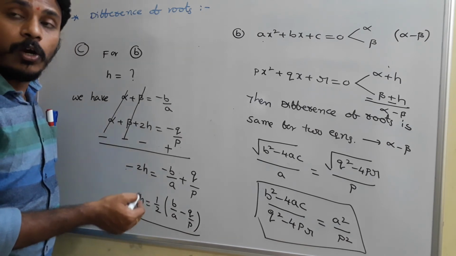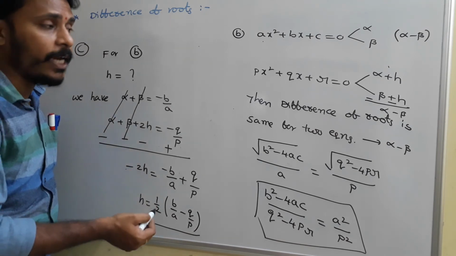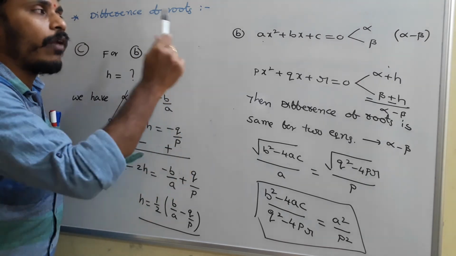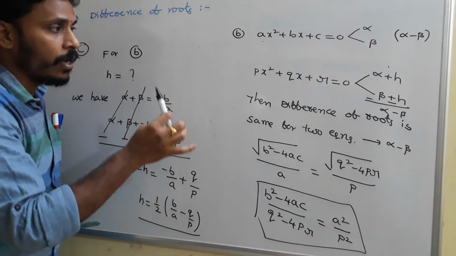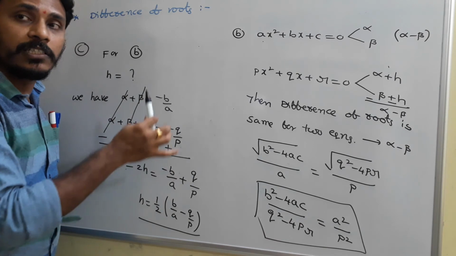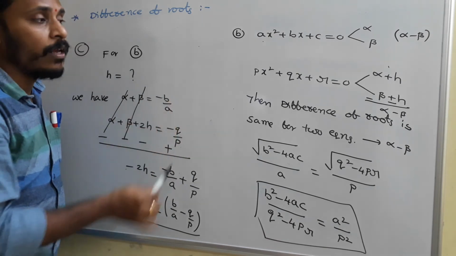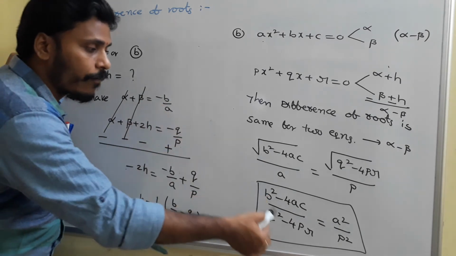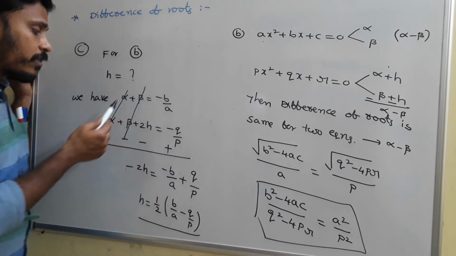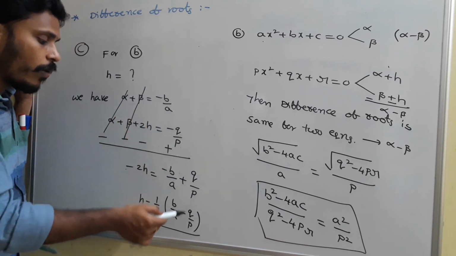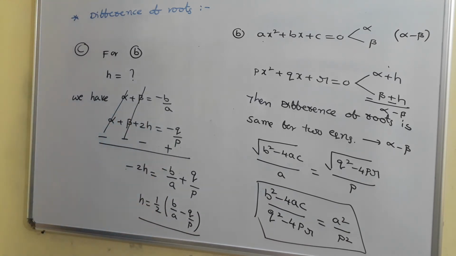Okay. Sometimes the question asks us to find h if alpha, beta are roots of the first equation, and alpha plus h and beta plus h are roots of the second equation. Based on difference of the roots, we have this particular relation, and based on sum of the roots, this is the value of h. Okay. Have a look. Go for a screenshot.